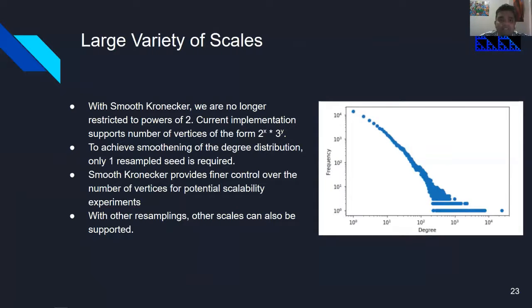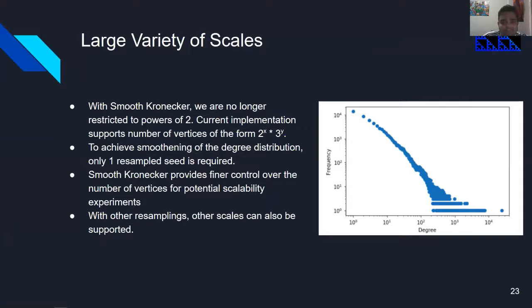The number of vertices in a Kronecker graph has been limited to powers of 2. With Smooth Kronecker, this is not the case, as Smooth Kronecker supports a number of vertices that are a mix of powers of 2 and 3. To achieve the smoothing of the degree distribution, we only need to have one 3x3 resampled seed as shown in the figure. This is enough to counter the undersampling of the original Kronecker model. Note that Smooth Kronecker doesn't solve the 0-degree vertex problem. However, it does give you a way to deal with it.